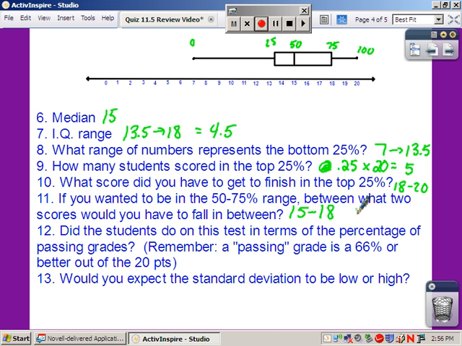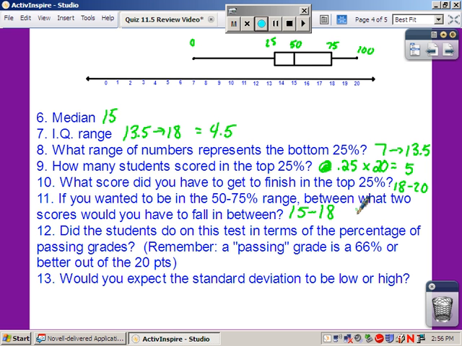All right, the first one that's really tough here says, did the students do on this test in terms of passing? I guess it's supposed to say, how do the students do on this test in terms of passing grade? Must be a typo. So it says, remember, passing grade is 66% or better out of the 20.